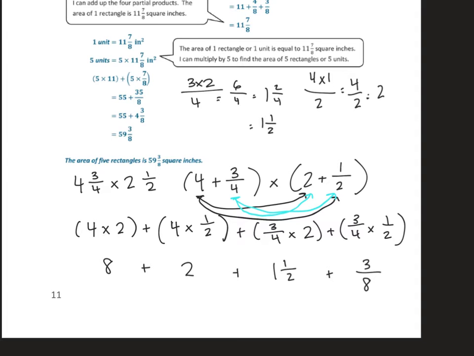Okay? So that is the distributive property. So, again, it does take some practice. So if you need to watch that again for it to make sense, rewind, watch it again, and then we're going to move on.